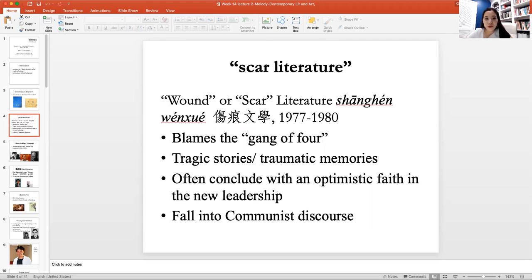Both of these stories blame the Gang of Four and suggest that the overarching goal of the party is positive. Although these stories are largely tragic, they often conclude with an optimistic faith in the new leadership and a happy ending. So instead of truthfully representing personal memories of the Cultural Revolution, the literature of the wounded falls into a larger rhetoric that would fit into communist discourse.